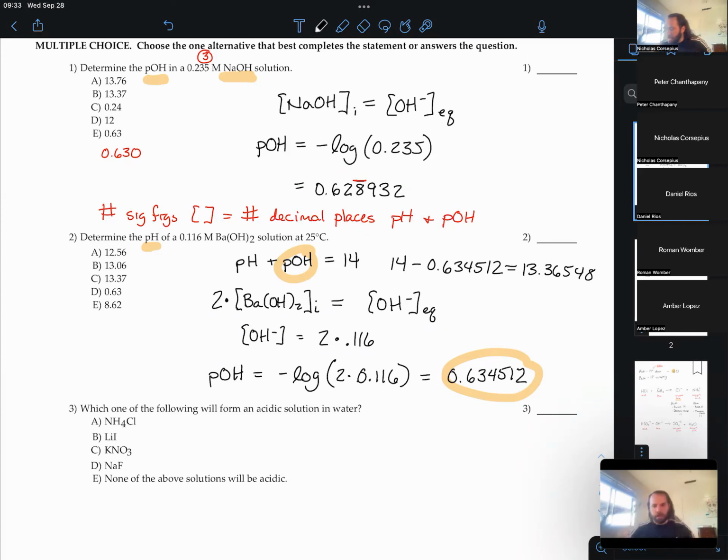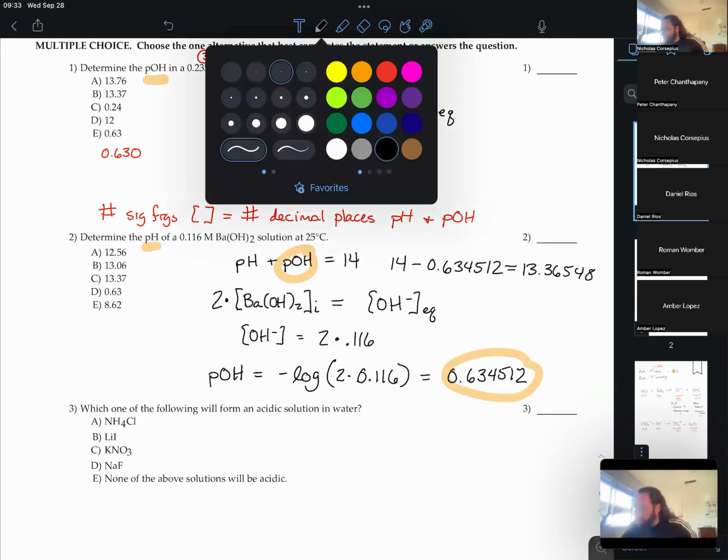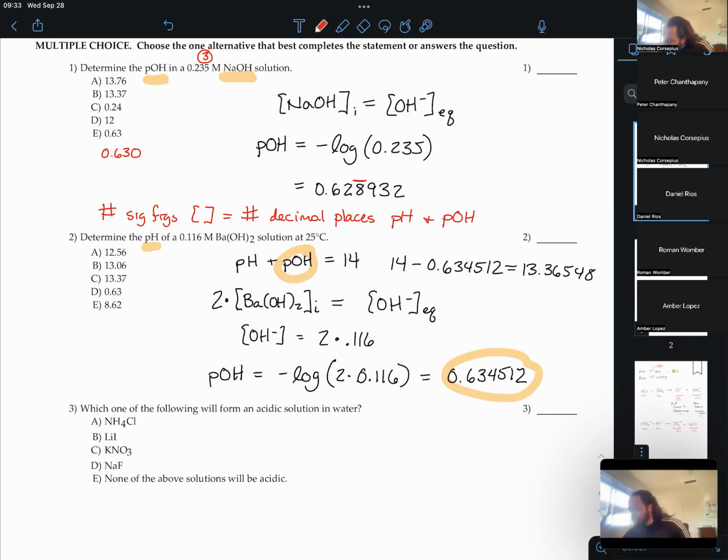All right, so I'm going to look at how many sig figs there are in my initial measurement, which was 3. That's going to correspond to the number of decimal places in my pH. So I'm going to round to this decimal place here. So 13.365.